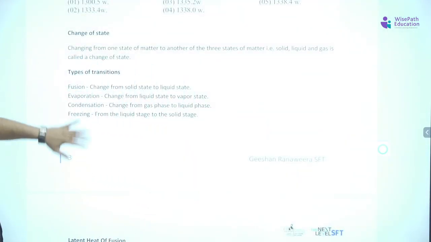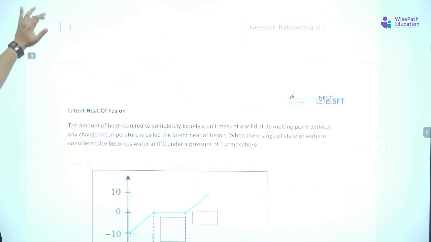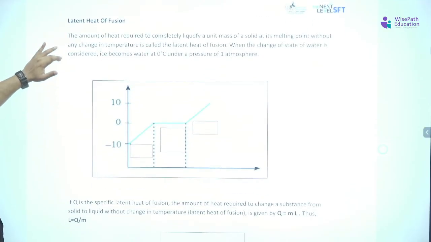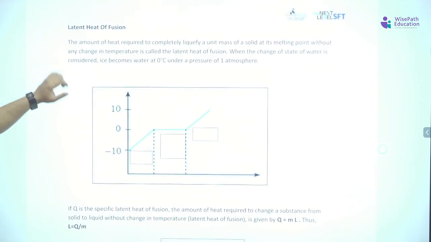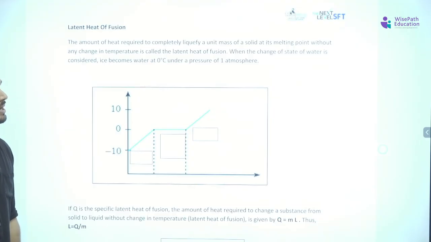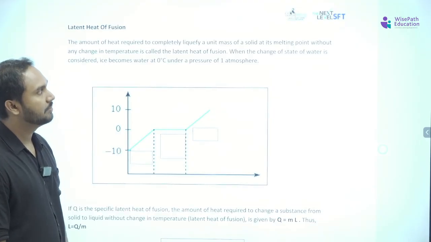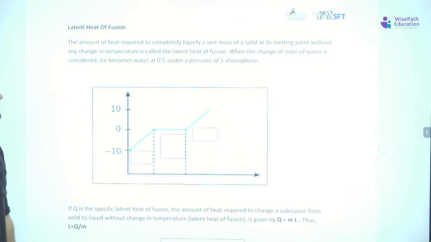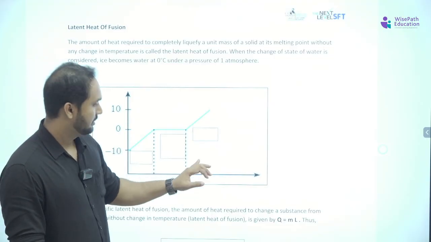So we discussed these things. Here, the latent heat of fusion is the amount of heat required to completely liquefy a unit mass of solid at its melting point without any change in temperature. That is the definition.